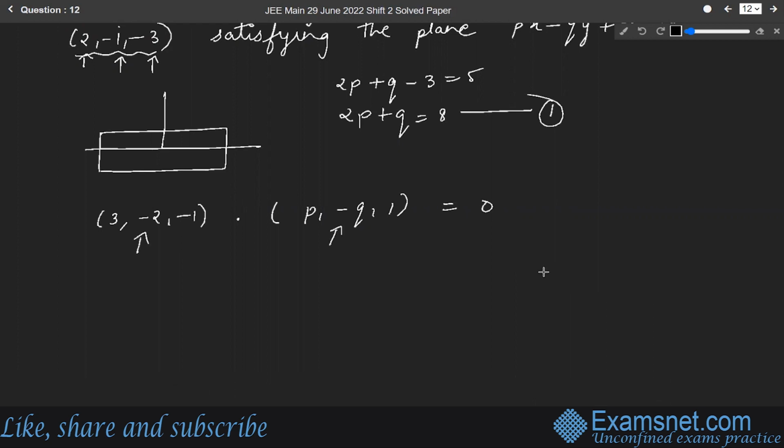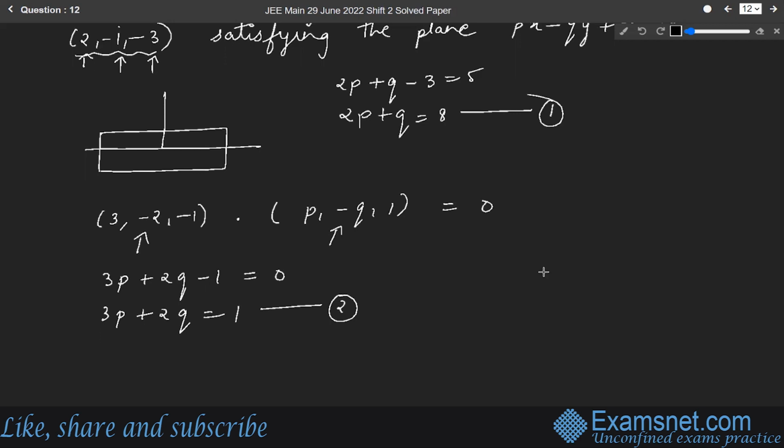Now let us find the dot product. 3 into p is 3p. Minus 2 into minus q is plus 2q. Minus 1 into 1 is minus 1. It should be equal to 0. So we have 3p plus 2q is equal to 1. Consider it as equation number 2. Now we have two different equations. We can easily find the value of p and q.